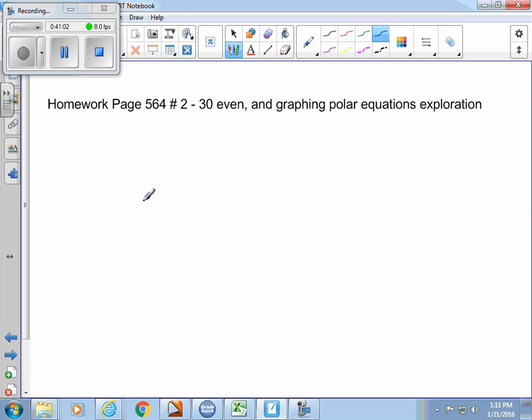Does it mean if something goes to the pole, is that like the word? Yes, the pole is another word for the origin. The pole is the origin.